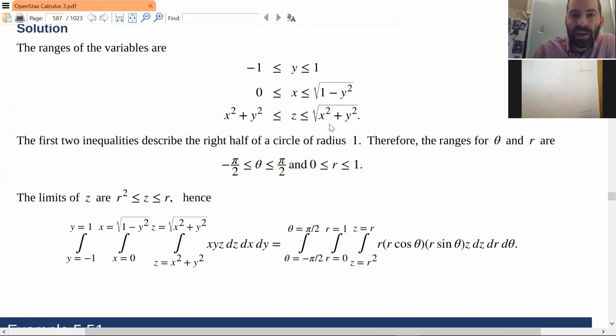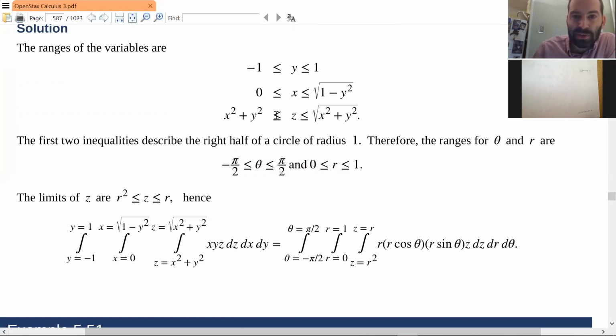The fact that y goes from -1 to 1 is actually also encoded in this, because if you think about the right half of a circle of radius 1, it will go from as low as y equals -1 to y equals +1. So this is also encoded in this right here.